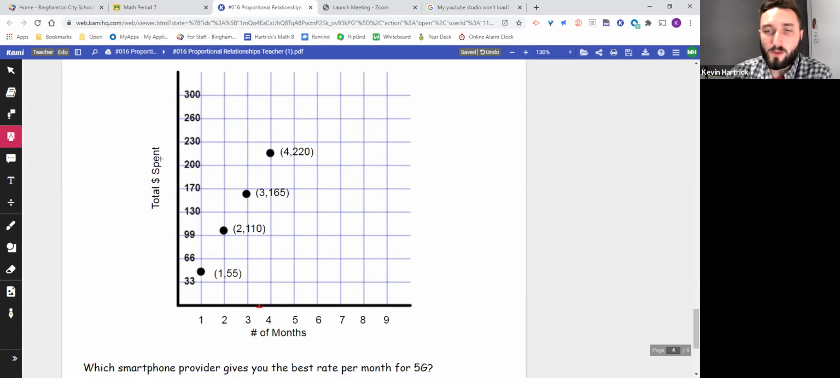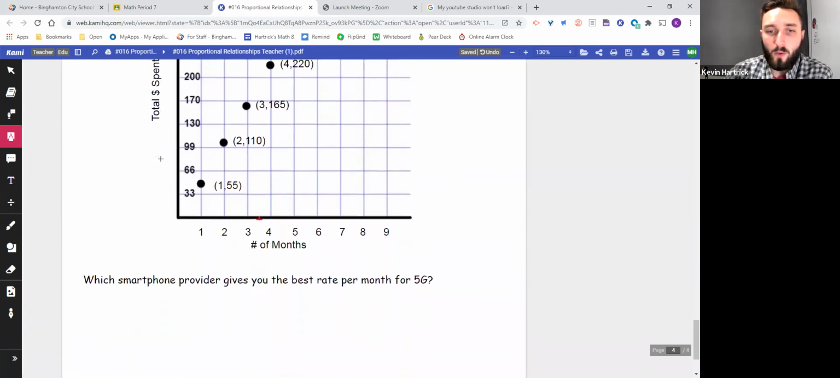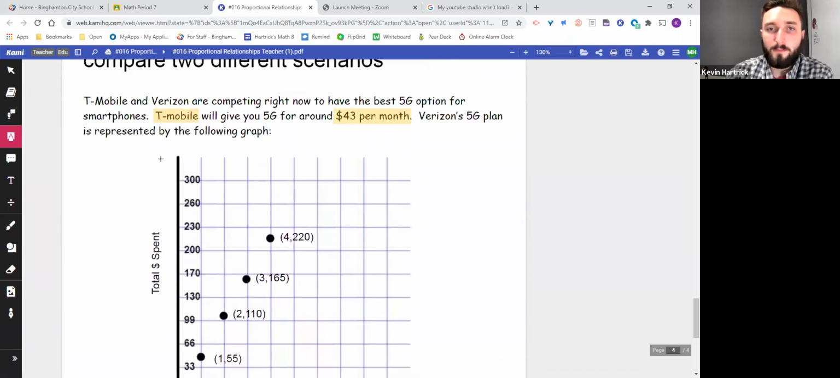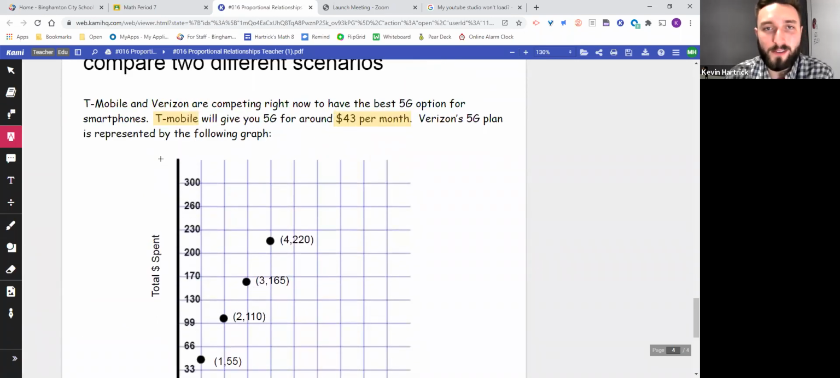Okay, so we have to figure out which smartphone provider provides the best rate per month of 5G coverage. Okay, best rate would be paying less, right? So we're looking for the smaller rate. We're looking for which company we are going to spend less money at. And the way that we can do this is we can compare the rates. We just have to find the rates and compare them. Luckily, the first rate is given to us right here. Anytime you see something per something, that's telling us what the rate is.